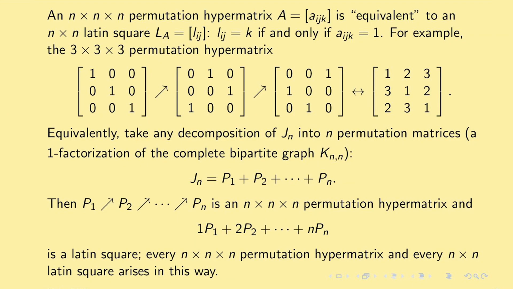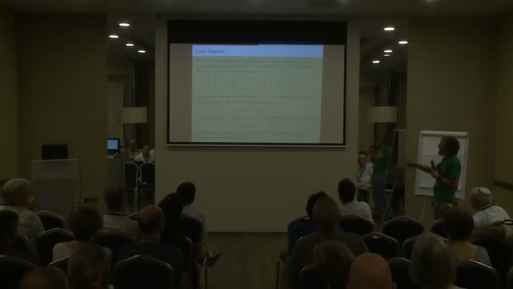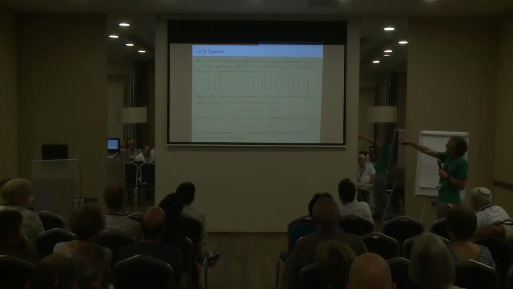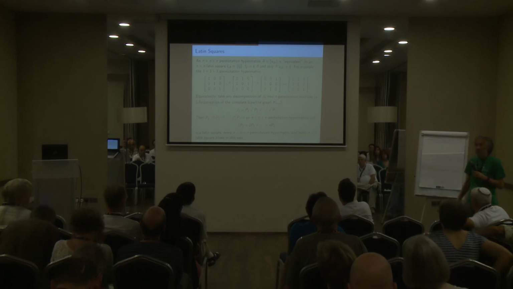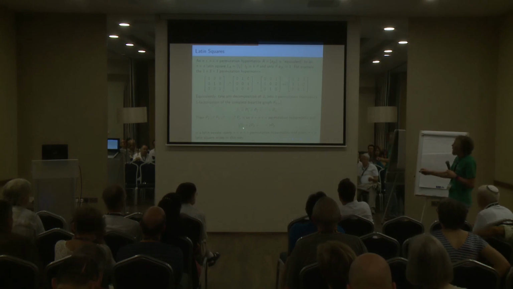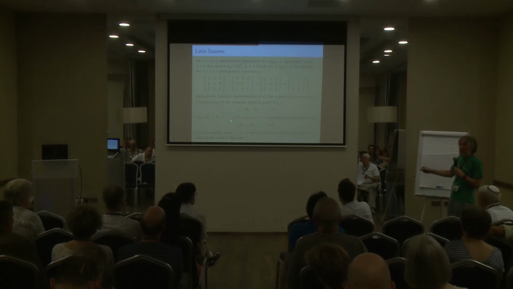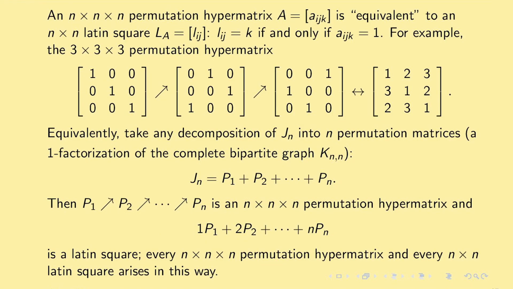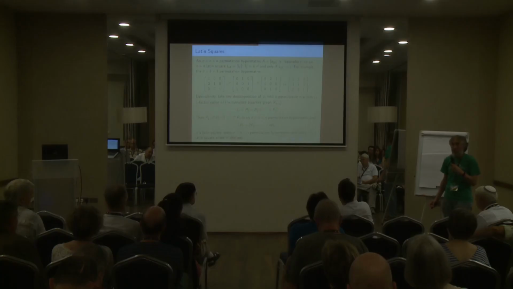Equivalently, what this amounts to is taking a one-factorization of the complete bipartite graph K_{n,n}, which is equivalent to taking the all-ones matrix and writing it as the sum of n permutation matrices. And then you get the corresponding Latin square by simply taking 1 times P1, remember this up here, 2 times P2, 3 times P3, etc. Okay? So those are Latin squares. You can think of it as an n by n array made up of the integers 1 up to n with no repeat in a row or a column. Or you can think of it as a permutation hypermatrix of order n.